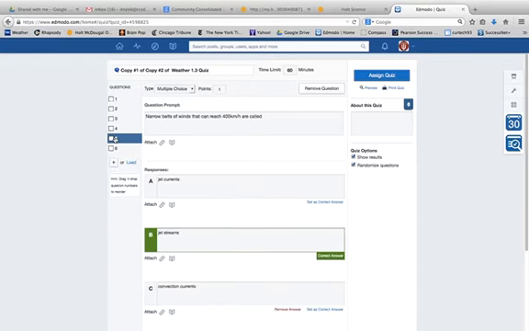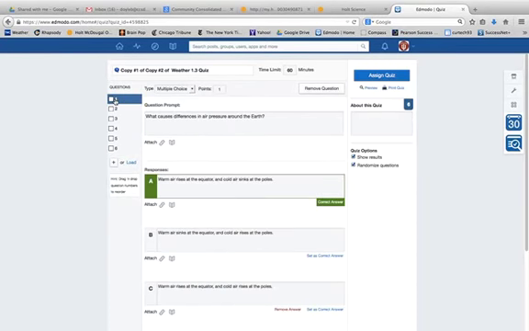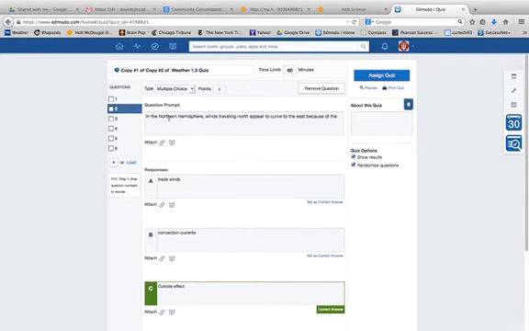All right, looking at some of the other questions here. What causes differences in air pressure around the Earth? That's because of the air rising at the equator and cool air sinking at the poles, and just that the unequal heating of the Earth causes differences in air pressure. Question 2. In the northern hemisphere, winds traveling north appear to curve because of the Coriolis effect.